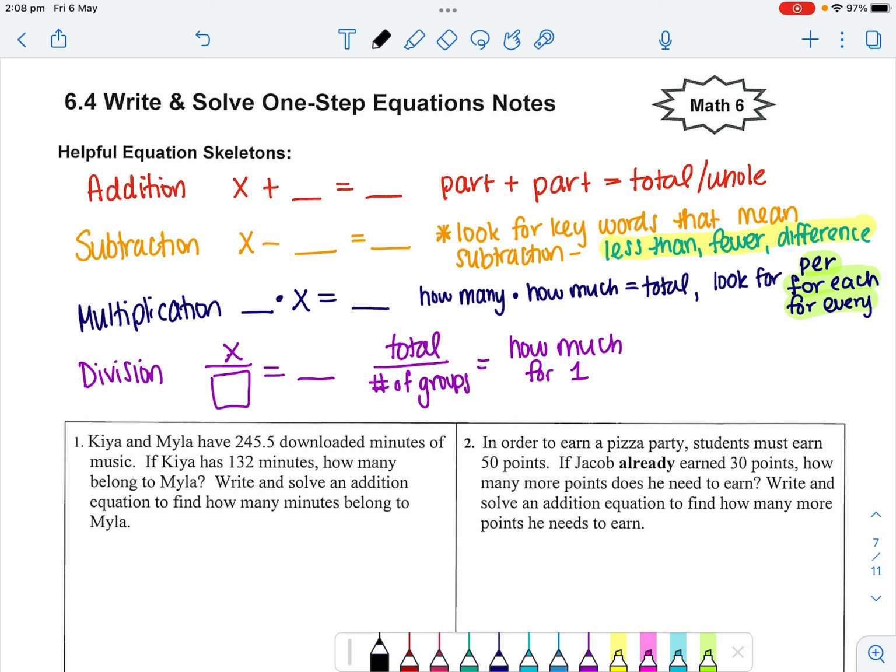So we're going to go through a mixture of these word problems. We're going to define a variable, so what does our x represent? What is the missing piece of information that we're trying to find? We're going to write an equation, and then we're going to solve that equation and give a solution with units. I've got two of each type of equation, so 2 addition, 2 subtraction, 2 multiplication, and 2 division.